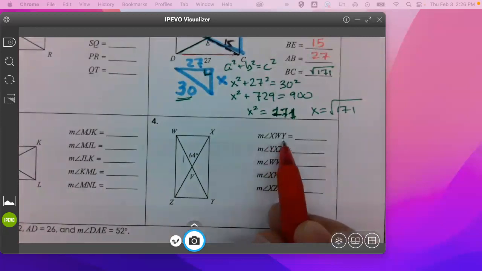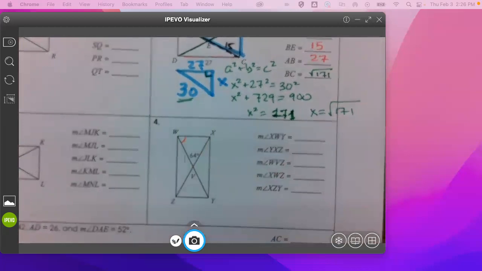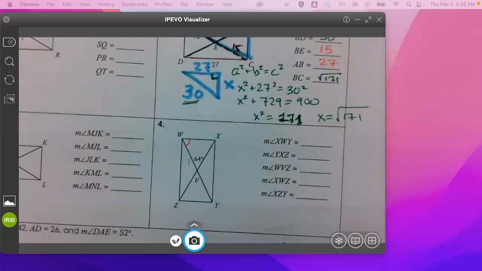X, W, Y. So I'm looking at this angle. How can I possibly know what that angle measure is? Ah, but we can find it, can't we? Wait, if it's a rectangle and it's like the 90-degree angle, would it be 45? Good question. We don't know that a rectangle's diagonals bisect the right angles. In fact, they don't unless it's a square. That'd make it too easy.